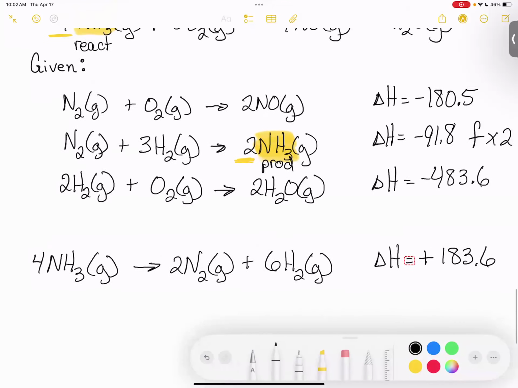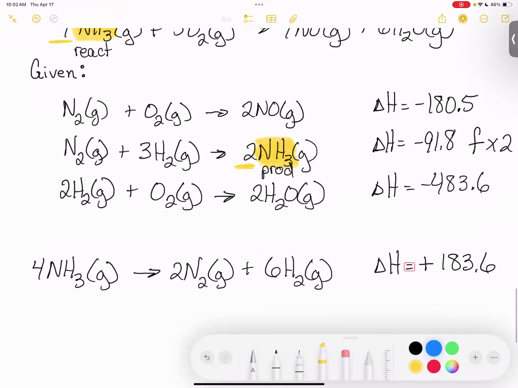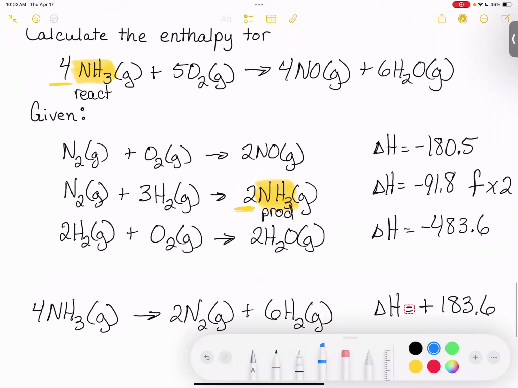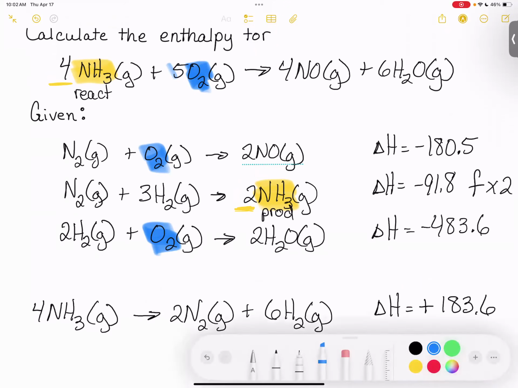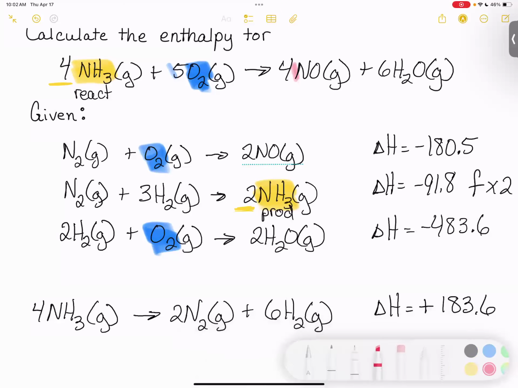Going back to my original equation. The next thing I see is I have O2. Well, unfortunately, I have two sources of O2, so I'm going to leave that alone for now. So then I go to the fact that I have NO, and I'm going to find an equation with NO in it.